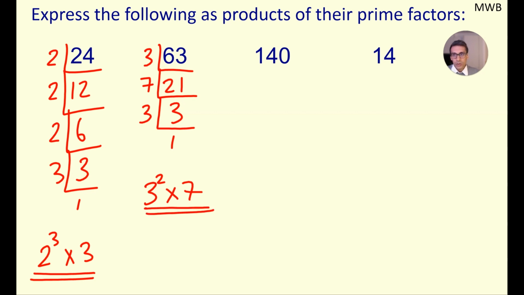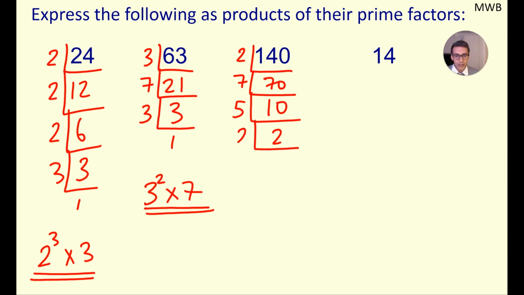This example here, we are going to divide by, let's divide by 2 to get 70. Divide by 7 to get 10. Divide by 5 to get 2. Divide by 2 to get 1. So 140 can be written as 2 squared times 5 times 7.